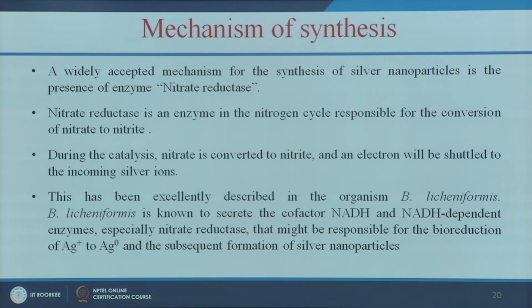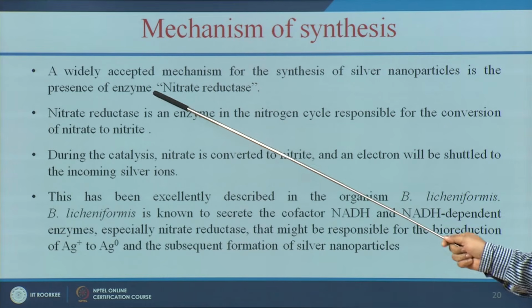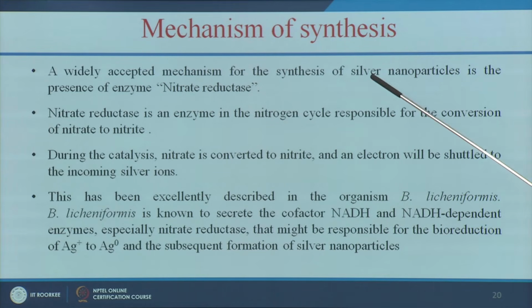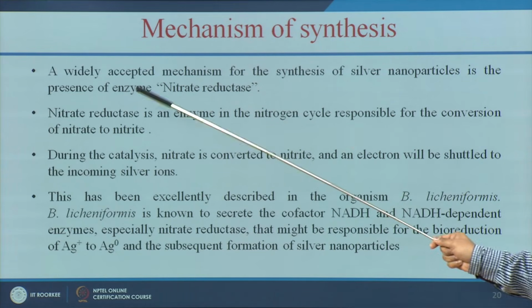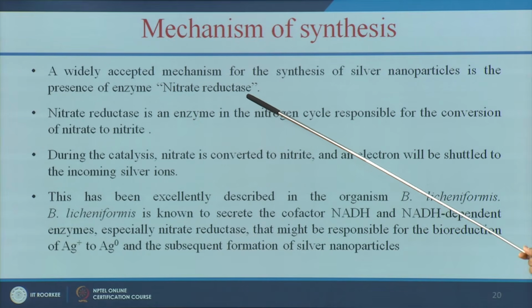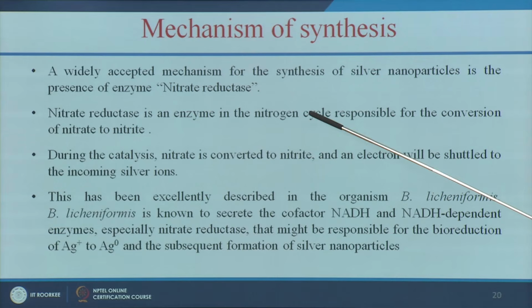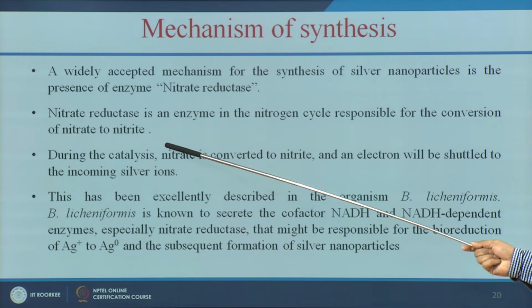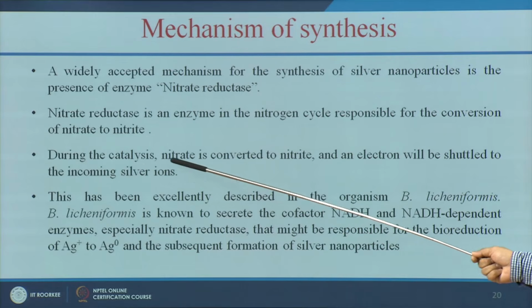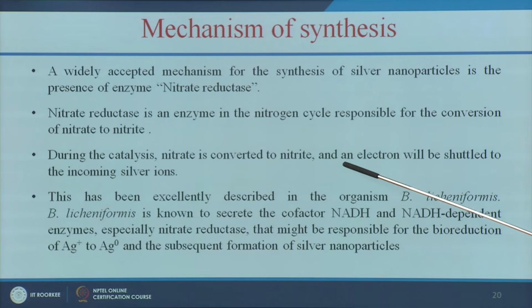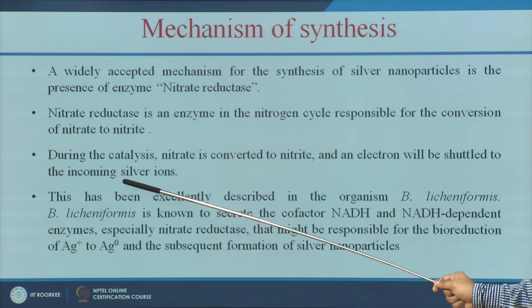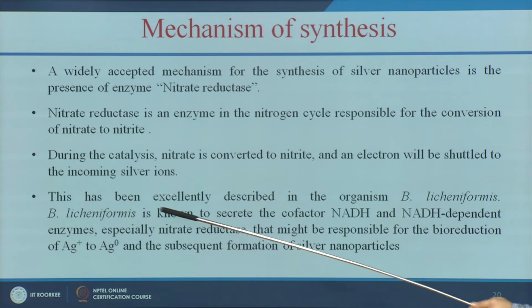And let us see the overall mechanism of synthesis of nanoparticles. So here the widely accepted mechanism of synthesis of silver nanoparticles is the presence of an enzyme called nitrate reductase. As you know, this nitrate reductase is an enzyme in the nitrogen cycle which is responsible for the conversion of nitrate to nitrite, and during the catalysis the nitrate is converted to nitrite and an electron will be shuttled to the incoming silver ions. So this is well studied in the Bacillus microbes.